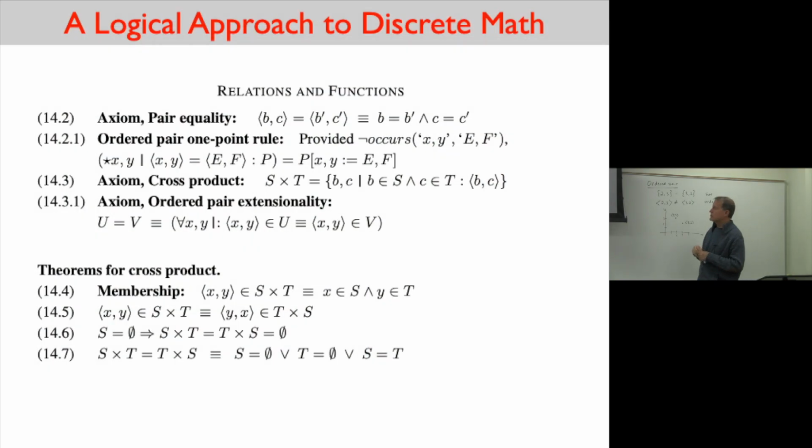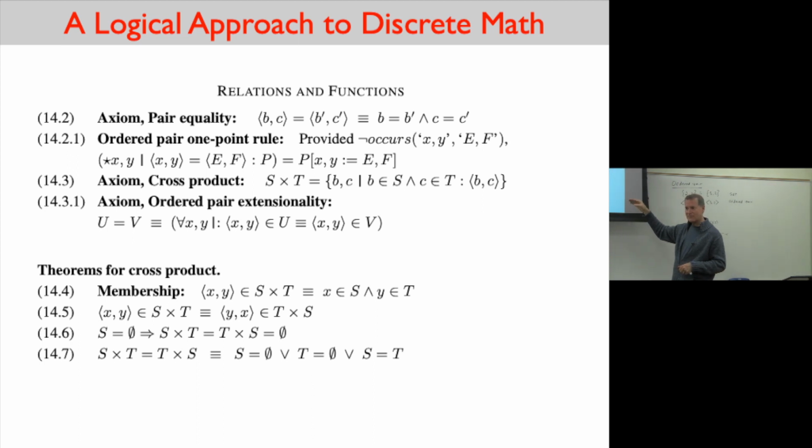Okay. Now let's take a look at our very first axiom. Our very first axiom defines what it means for two ordered pairs to be equal. So for ordered pair BC to equal ordered pair B prime C prime, what has to be true? B equals B prime and C equals C prime. Okay, does everybody understand then? That's 4.2. So anytime you want to talk about ordered pairs being equal, 4.2 is what does that. All right?